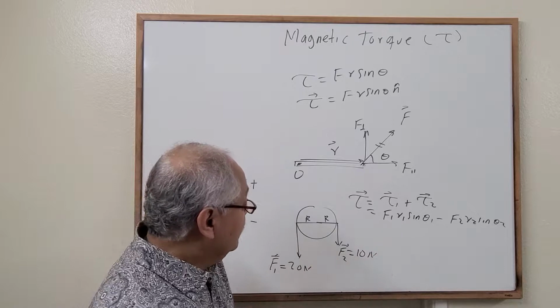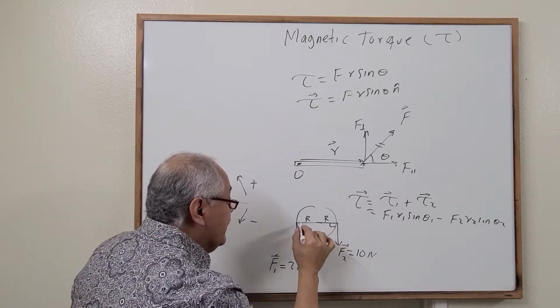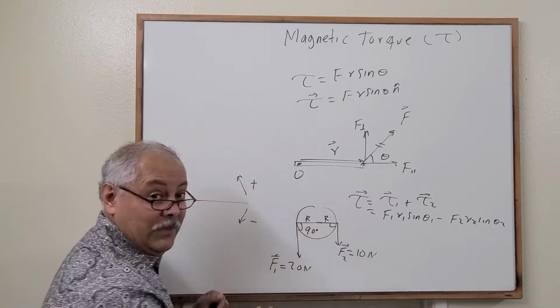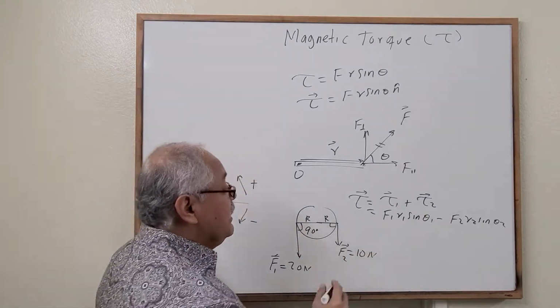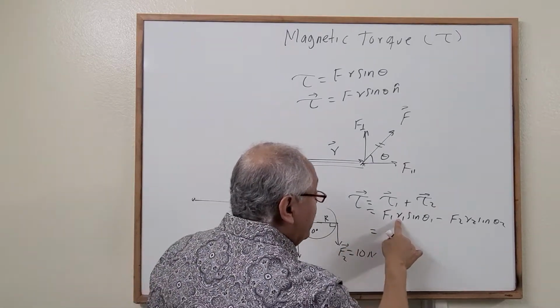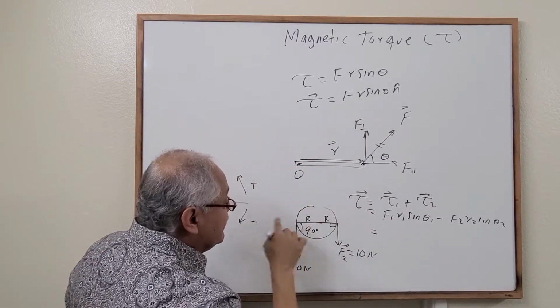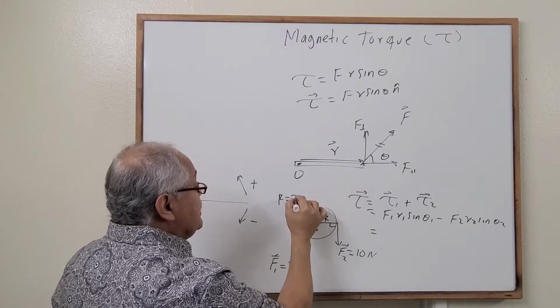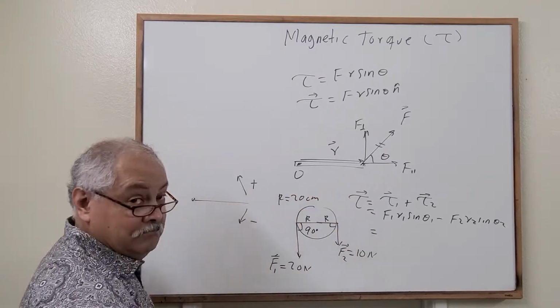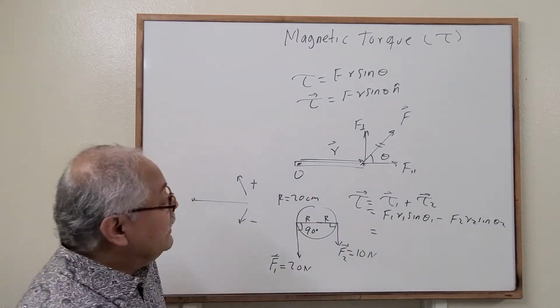Now, what is the angle? The angle is this angle, 90 degrees for both cases. So sine 90 is 1. Great. So what do we have then? And this r is going to be the radius and the radius. Imagine that the radius is equal to, let's say, 20 centimeters. An example. Okay, let's do it.